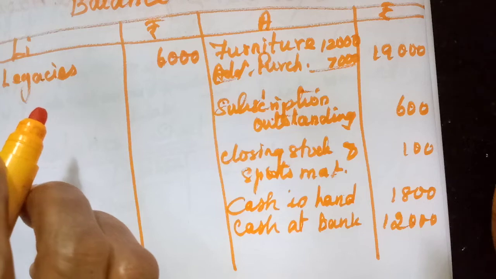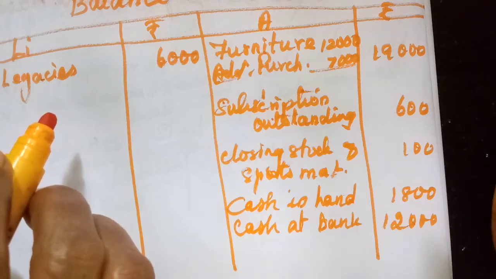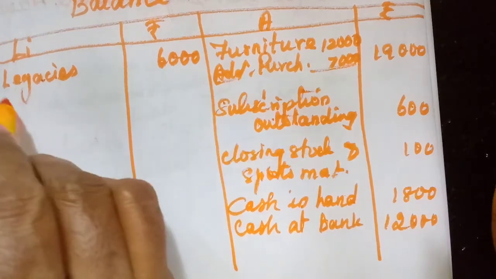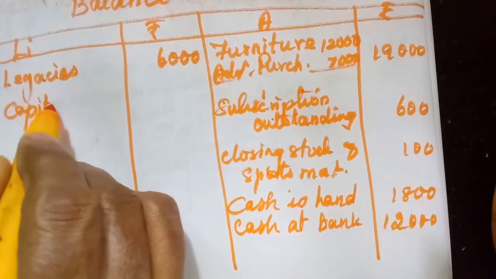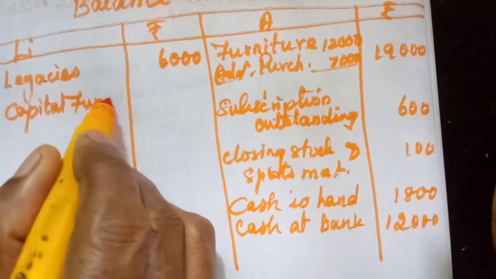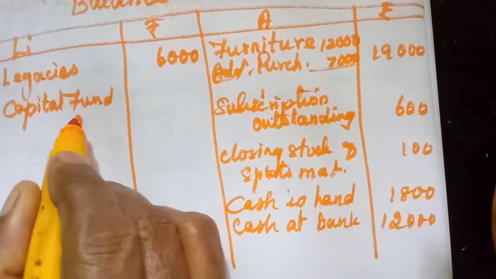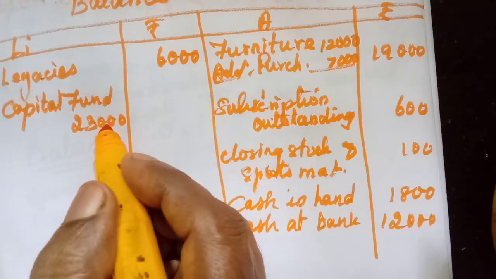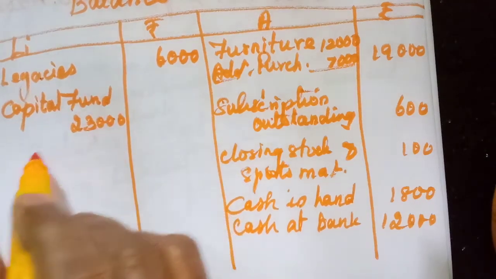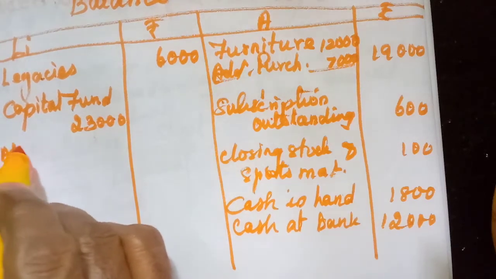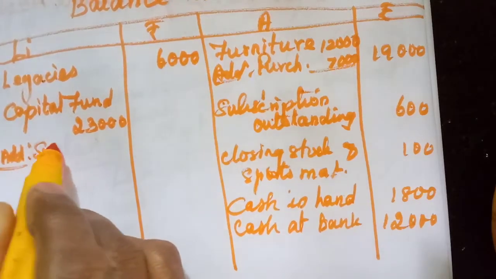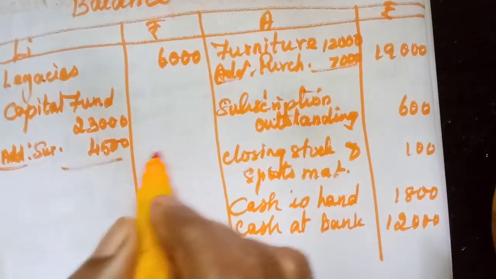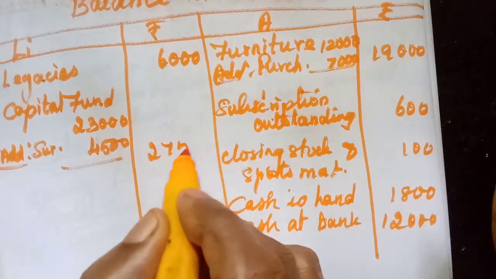Now we will come to the adjustment. Outstanding return, furniture return, closing stock return. Now capital fund. Capital fund, how much? 23,000. We need to do one adjustment in this one. What is it? We need to add the surplus. So add surplus. How much? 4,500. So how much will we get? 27,500.